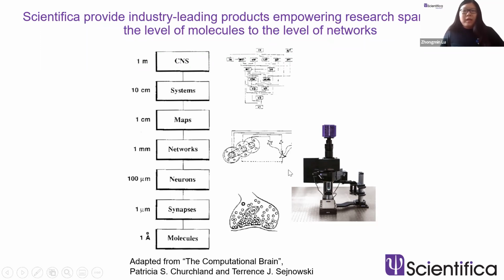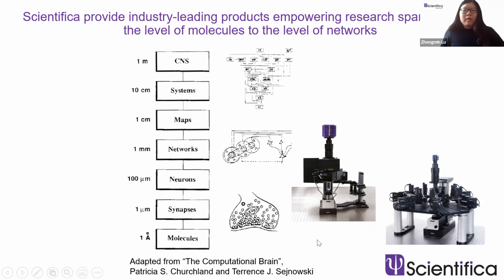And we have a really nice multi-photon imaging system. Here is a photo of a Vista scope, which can help scientists to study all the way from the synapses, the building block of the neural circuit, to a large scale of networks like here.